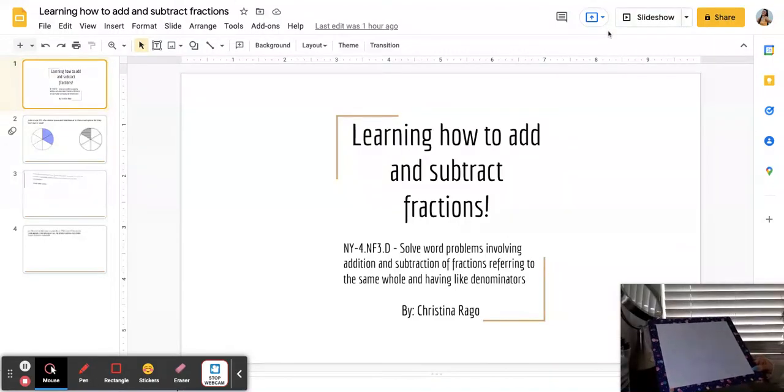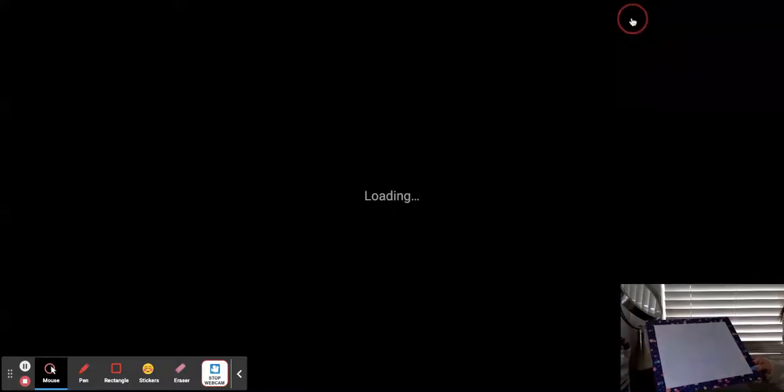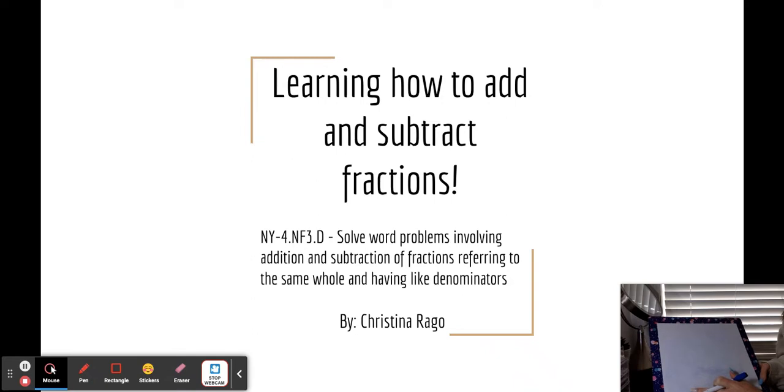Hello everybody, my name is Christina and today I'm going to be teaching you guys how to add and subtract fractions in word problems, and the standard that I'll be discussing is to solve word problems involving addition and subtraction of fractions referring to the same whole and having like denominators.